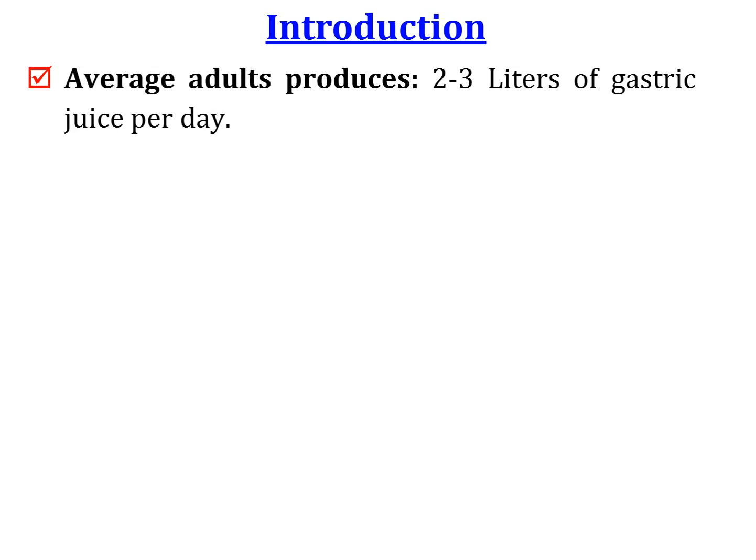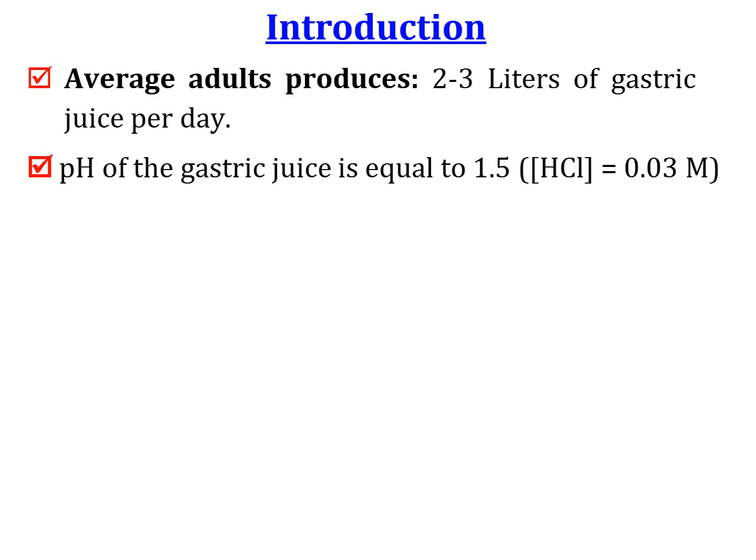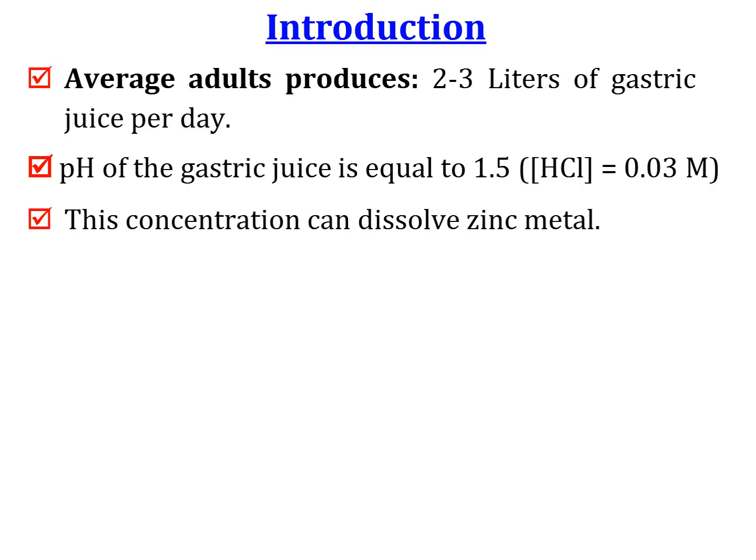Per day, the average adult produces from 2 to 3 liters, and the pH of the gastric juice produced is equal to 1.5, which is equivalent to a concentration of hydrochloric acid equal to 0.03. This concentration of hydrochloric acid can dissolve zinc metal.